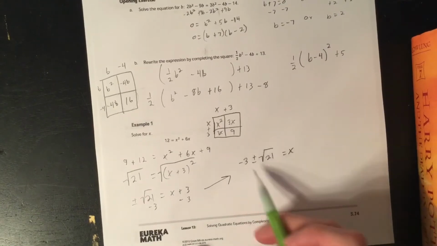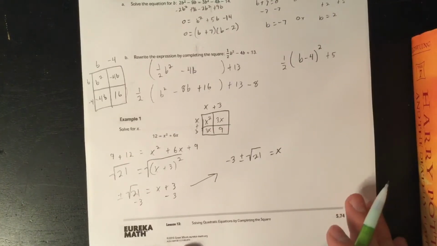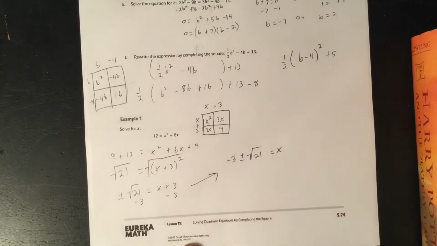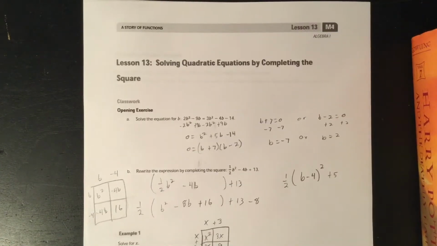So as you can see, this isn't going to be a nice number. The square root of 21, it's not a rational number, so it's not one that we can easily factor with the methods we've been using before. So now this completing the square will help us to solve using different methods.